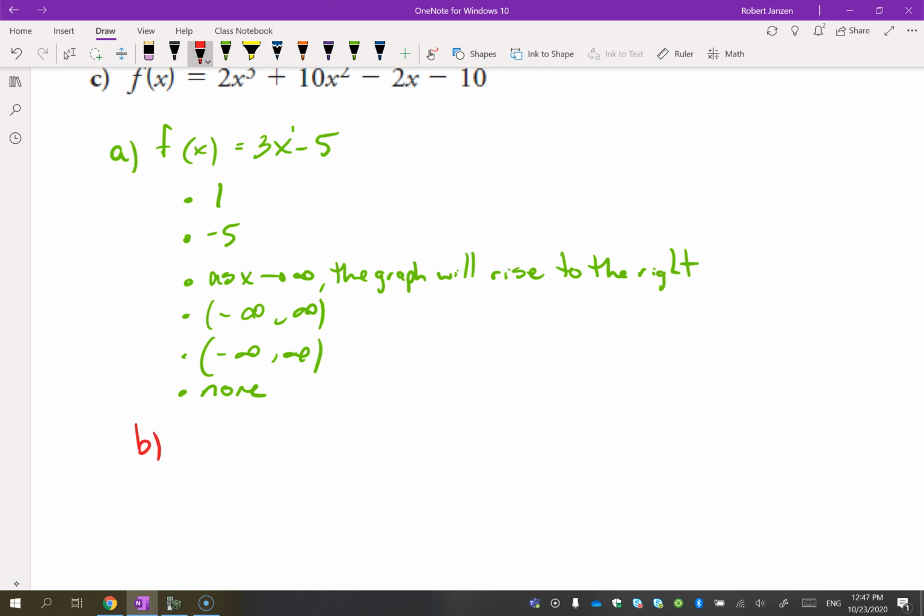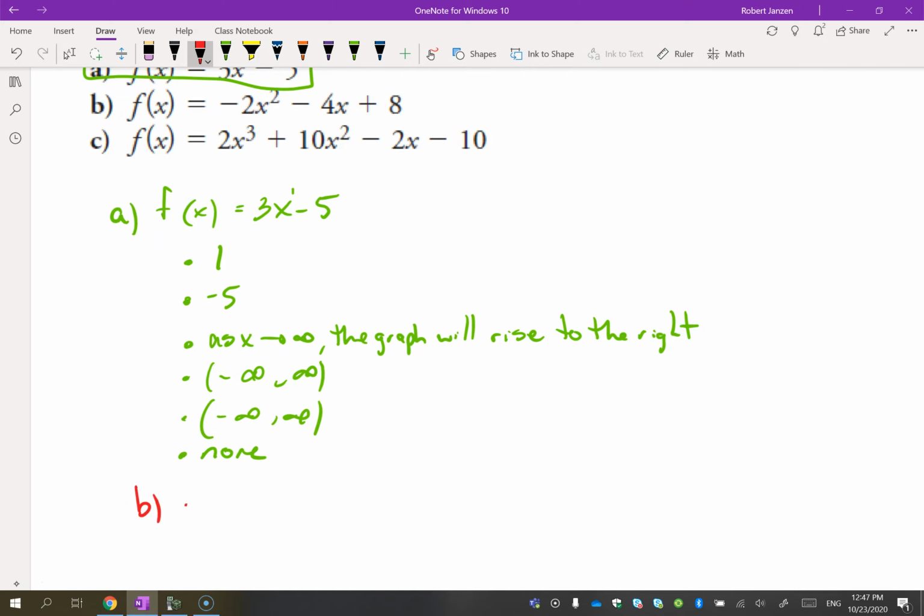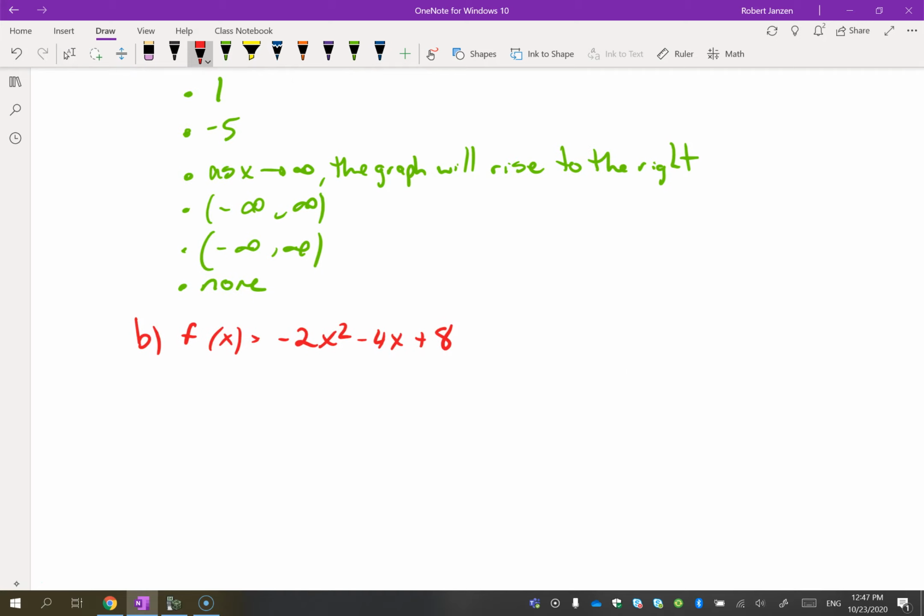Okay, let's do B. B is f of x equals -2x squared minus 4x plus 8. First of all, how many X-intercepts does this have? At most 2, right? X squared tells me we could have at most 2. There might be 1, there might be none, but it has at most 2. The Y-intercept, if we put a 0 in where each X is here, we're going to get a Y-intercept of 8.